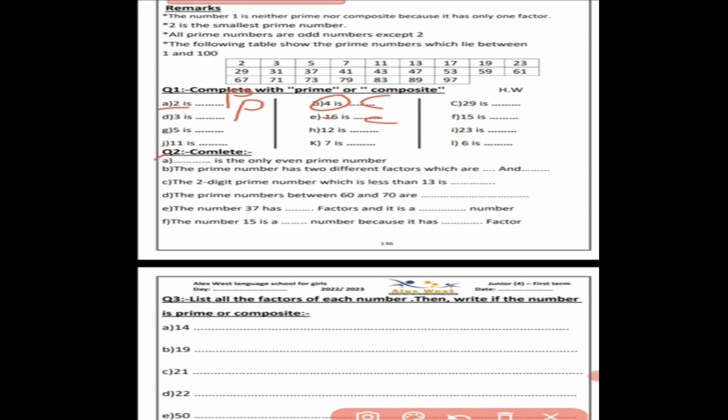Complete question number 2. Letter A. 2 is the only even prime number. All prime numbers are odd numbers, except what? Except 2. All prime numbers are odd numbers except 2. So 2 is the only even prime number. What's the number that is even and prime at the same time? 2. 1 is not prime and not composite. Why? Because 1 has only 1 factor.